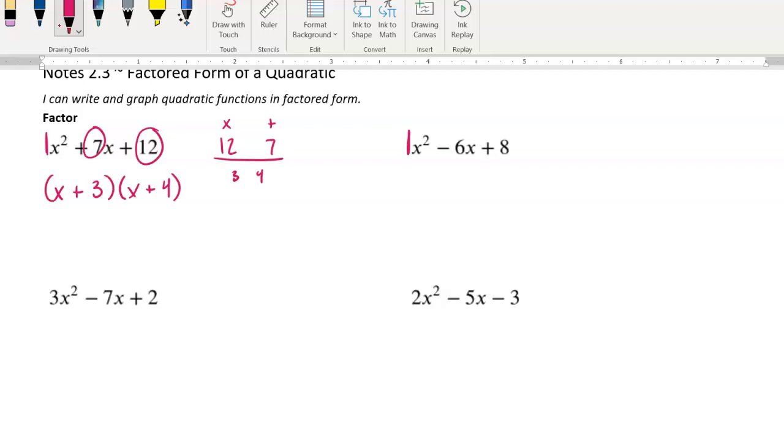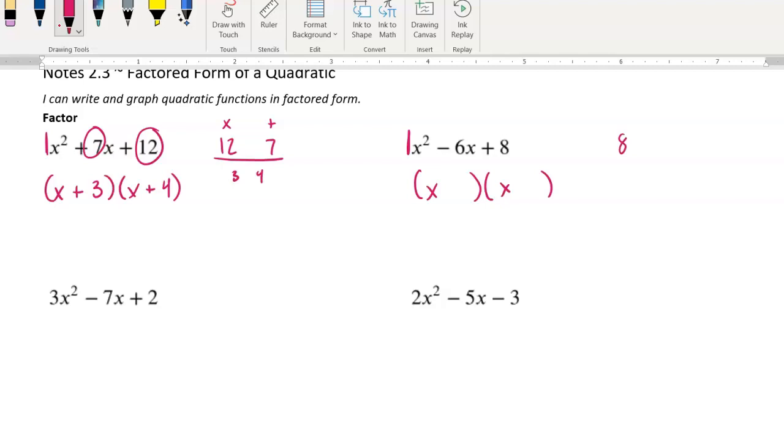And our a value is 1, so you can see that our a value is 1 still here. So why don't you guys try this next one on your own? Pause it and hit play when you're ready to check to see if you've done it correctly. By the next one, I mean the x squared minus 6x plus 8. All right, so hopefully you paused the video and had a chance to try this one on your own.